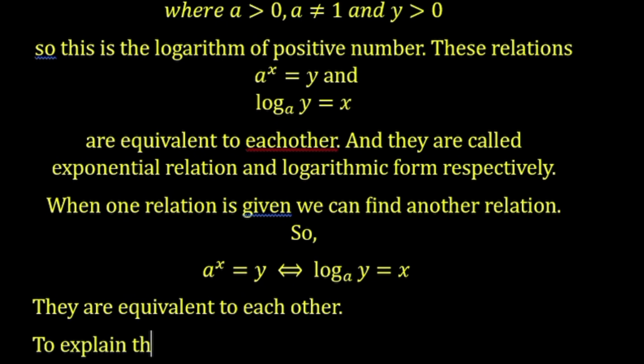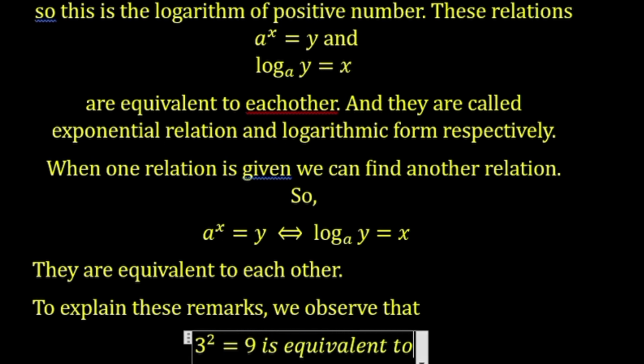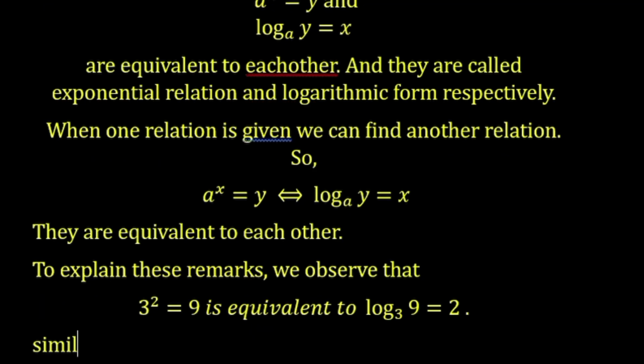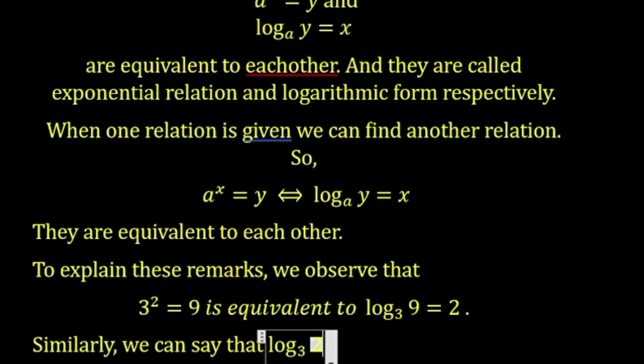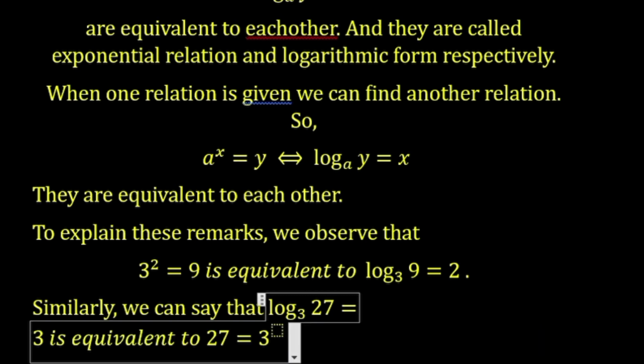To explain these remarks, observe that 3 raised to power 2 equals 9 is equivalent to log base 3 of 9 equals 2. Similarly, we can say that log base 3 of 27 equals 3 is equivalent to 27 equals 3 raised to power 3.